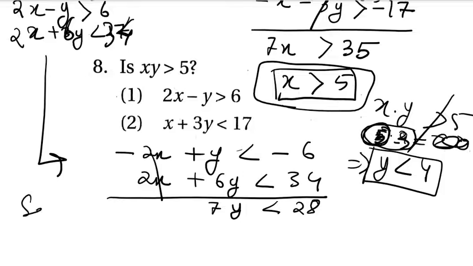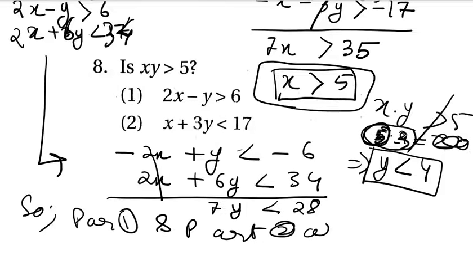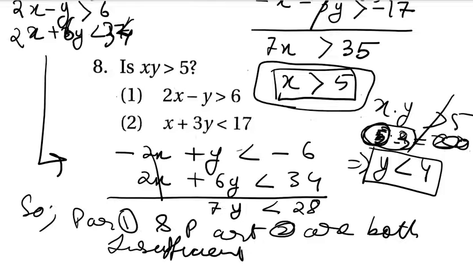That means part 1 and part 2 are both insufficient to find the answer. That means you will not get the answer even if you use both the equations and try to solve. You will still not get your answer.